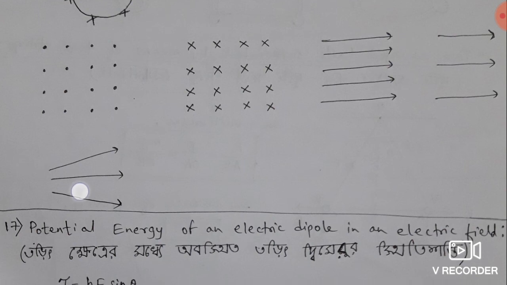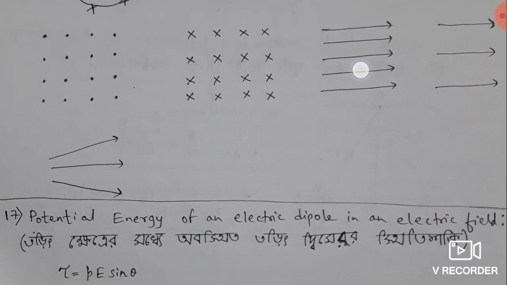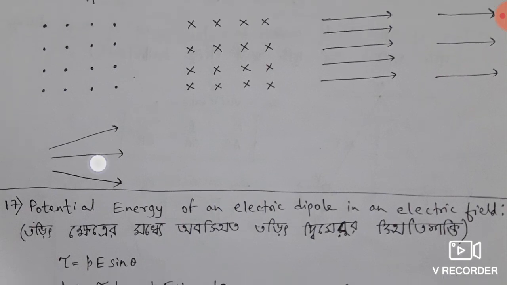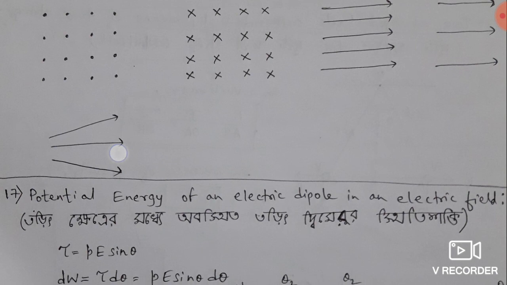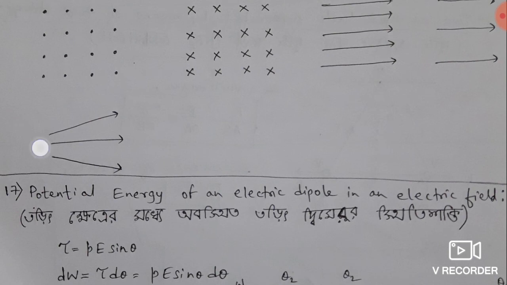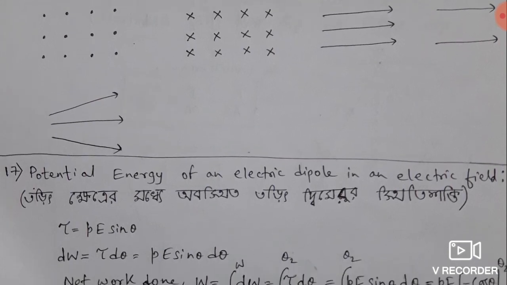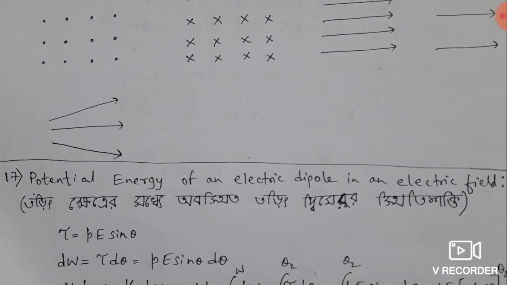And at last, from this picture we can see that this is a non-uniform field. These others are uniform because they are parallel. This is a non-uniform field having a positive source towards the left. So the source is towards this side, a positive charge, and from this the lines of force are coming out. So this is the picture of a non-uniform field.